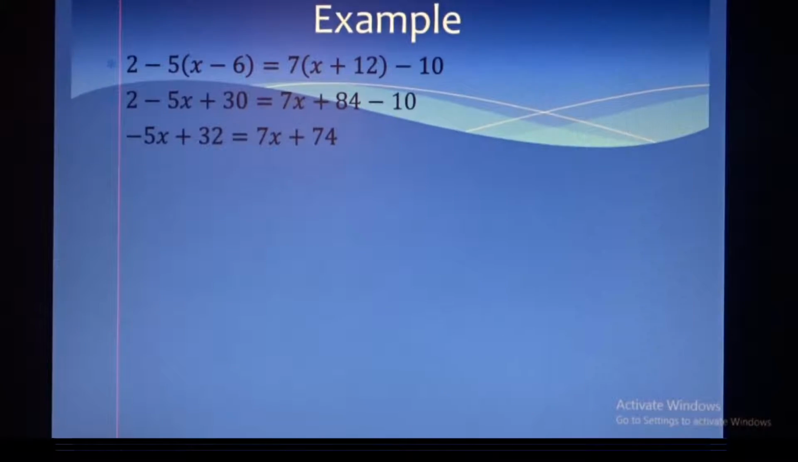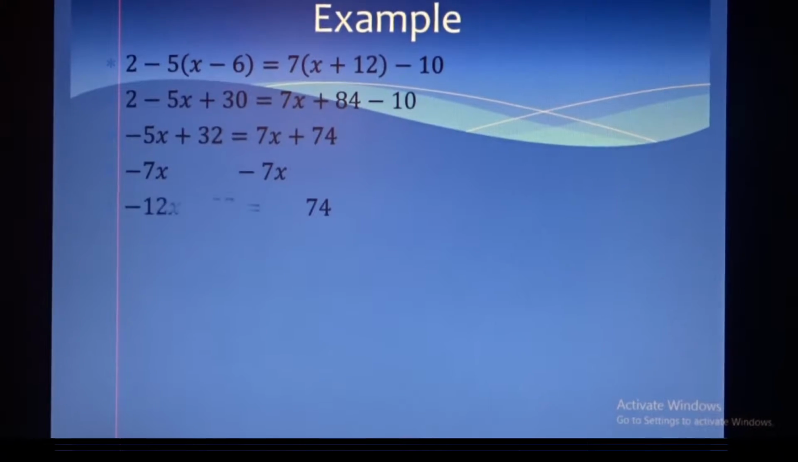Now we can change sides. So we want all of our x's on one side and all of the regular numbers on the other side. So we're going to move the x's. We're going to move 7x to the left-hand side. So we're going to subtract 7x's from both sides of the equation. Well, negative 5x's and negative 7x's is going to give us negative 12x's plus 32 equals 74. Notice we didn't do anything with the 32 and the 74 yet. We're going to do that in just a second.